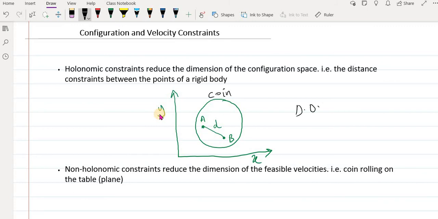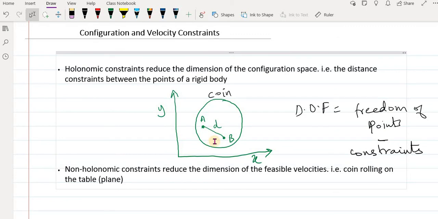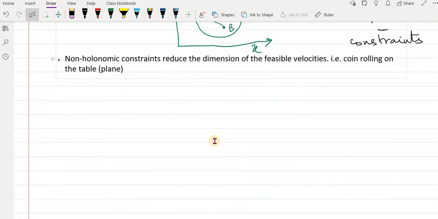So we already know that degrees of freedom is equal to freedom of points minus constraints. So this is how we calculate the degrees of freedom. If B has a total of 2 freedoms and 1 constraint, then it will have only 2 minus 1, 1 degree of freedom. Okay. So these types of constraints that reduce the dimension of your configuration space, we call them holonomic constraints. Because they reduce the dimension, they reduce the number of coordinates.